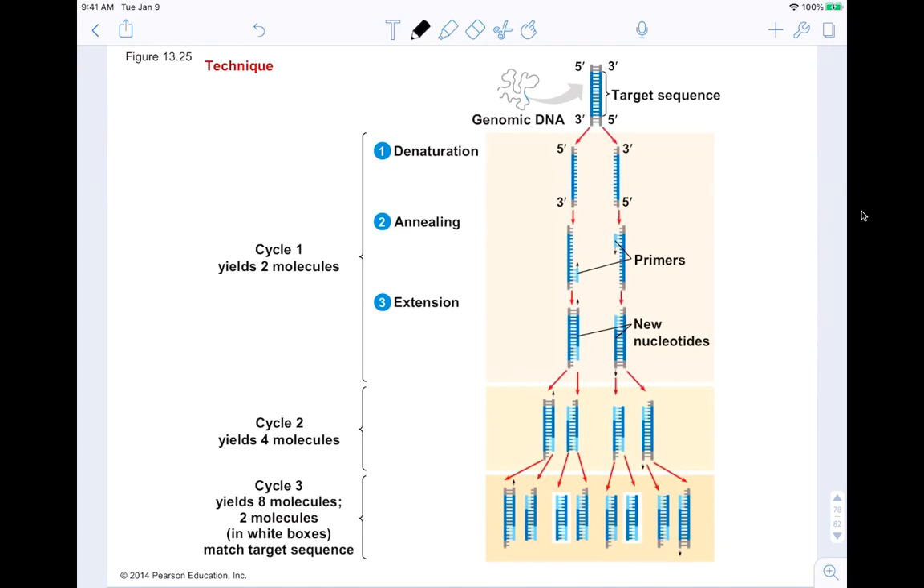So you have cycle one that yields two molecules. You have denaturation, which means that you're going to be separating your DNA. You're going to be annealing, which is going to be creating the template. With the templates, you're going to be creating the new strands. And then the extension, you're going to be finishing the new molecules of DNA. Cycle two is going to yield four molecules. And then cycle three is going to yield eight molecules, with two molecules in the white box matching the target sequence.